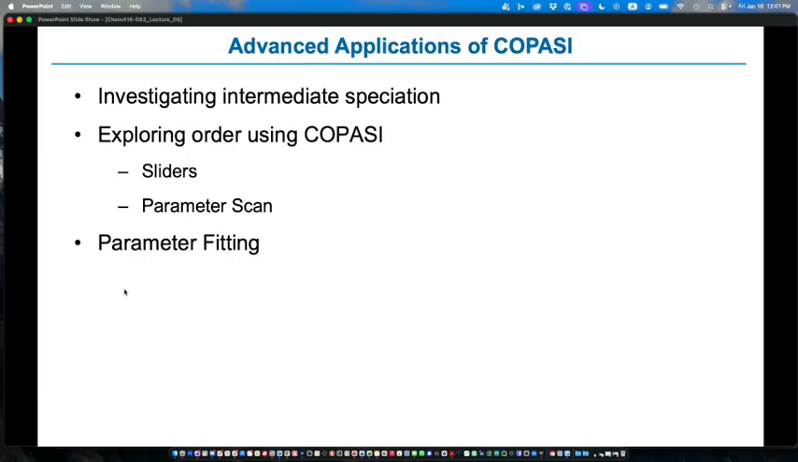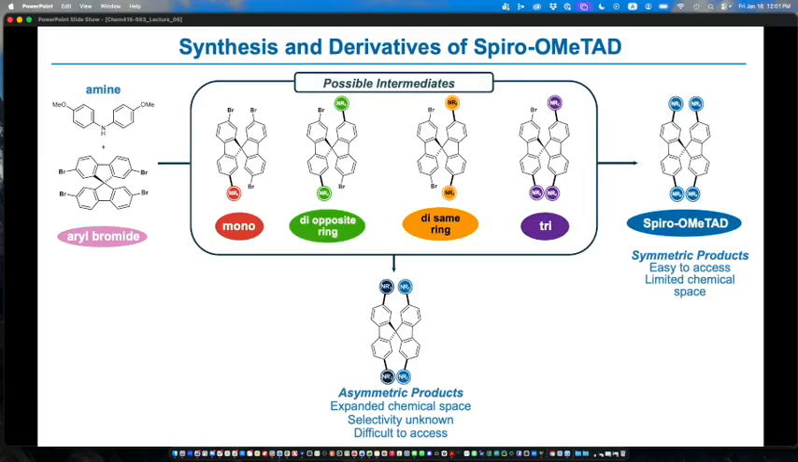What we're going to talk about today in more detail is parameter fitting. So I'm going to show you how to do that, but first I'm going to tell you a little bit about why it might matter. This is actually a research project that came out of my group.